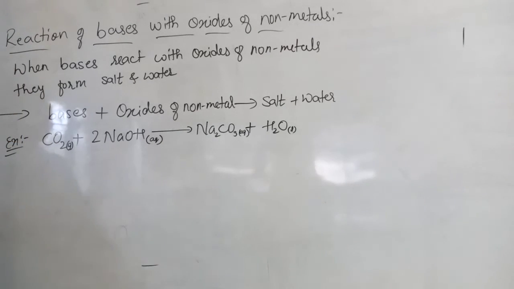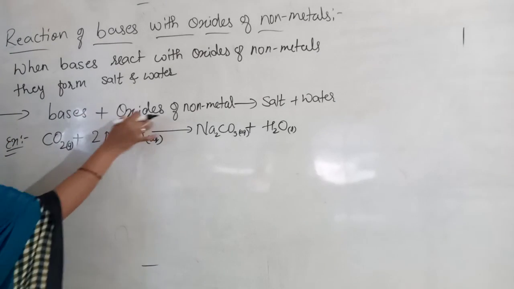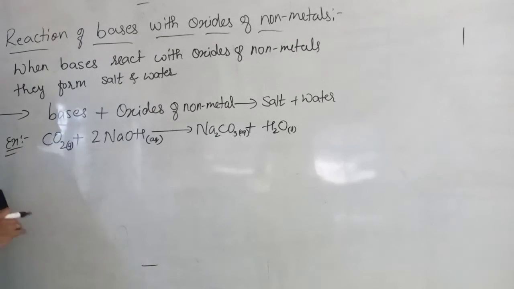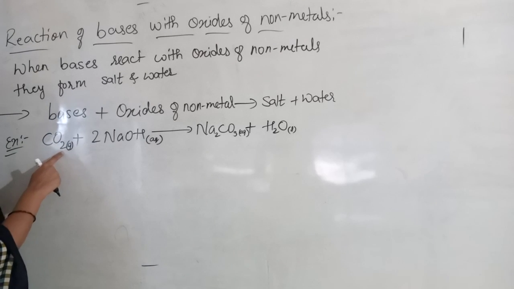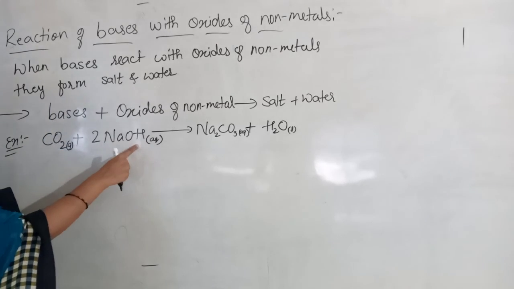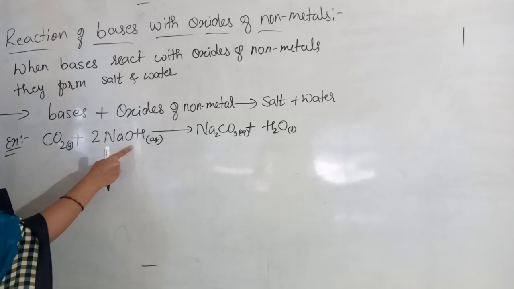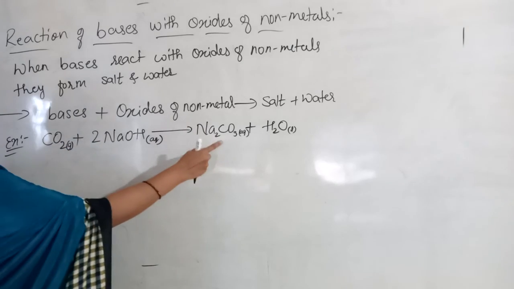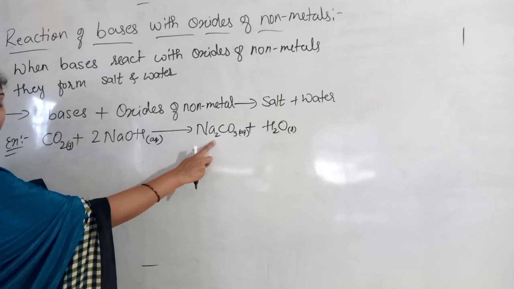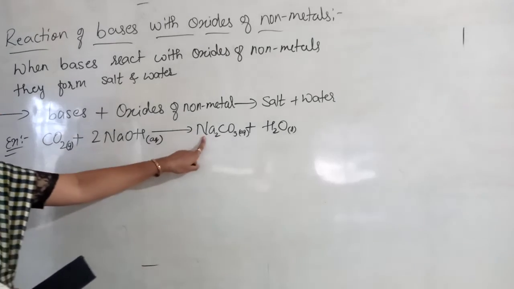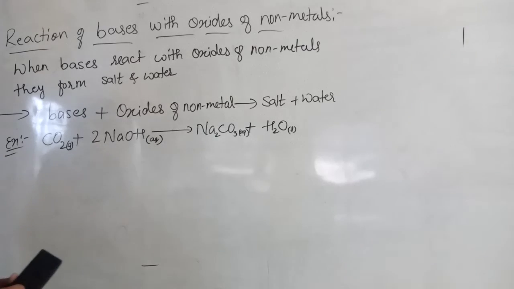So here the oxide of a non-metal is carbon dioxide and the base is sodium hydroxide. When carbon dioxide reacts with sodium hydroxide, it forms its salt, sodium carbonate, and water.